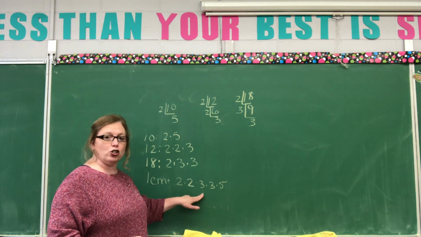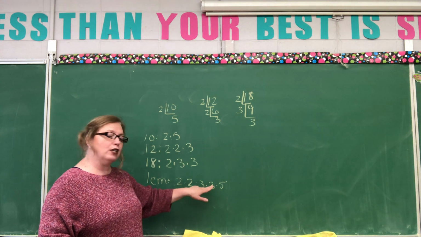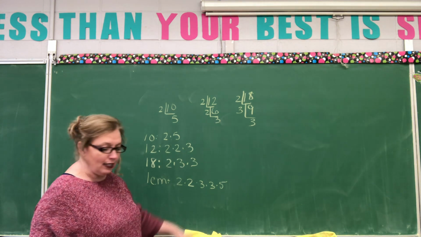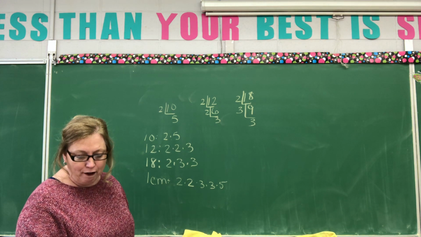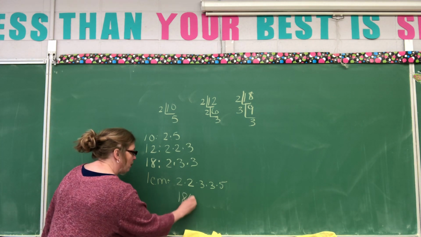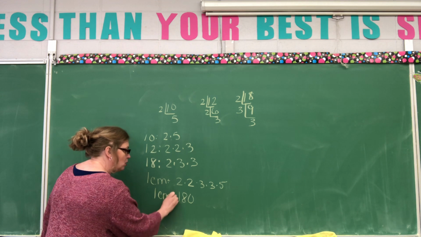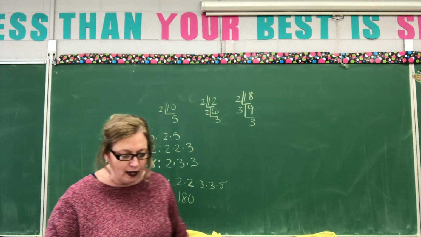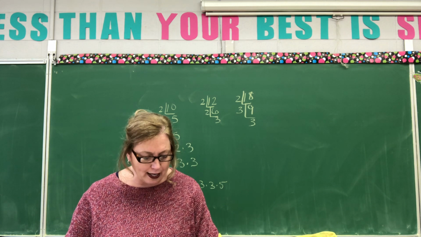4 times 3 is 12. 12 times 3 is 36. And 36 times 5 is 180. So the least common multiple is 180. Okay? Let's look at your next problem.